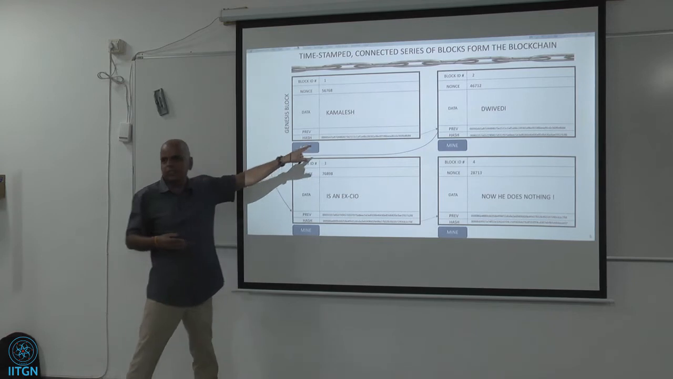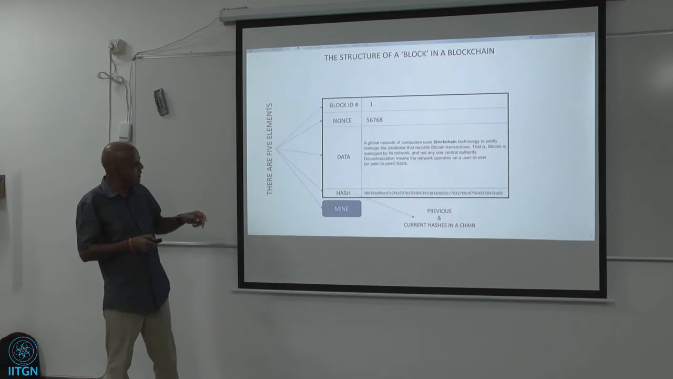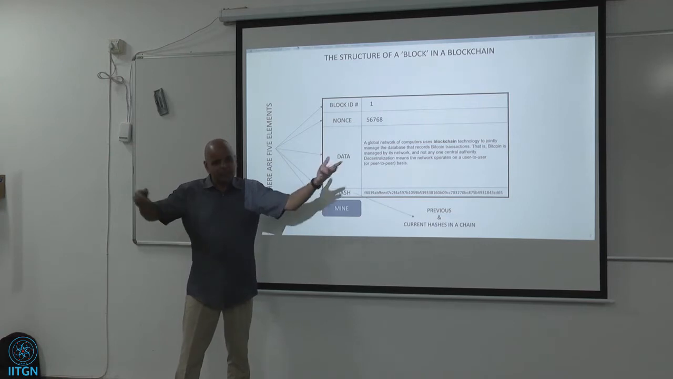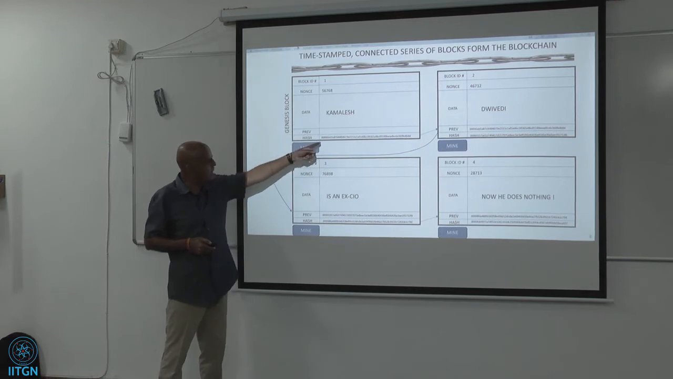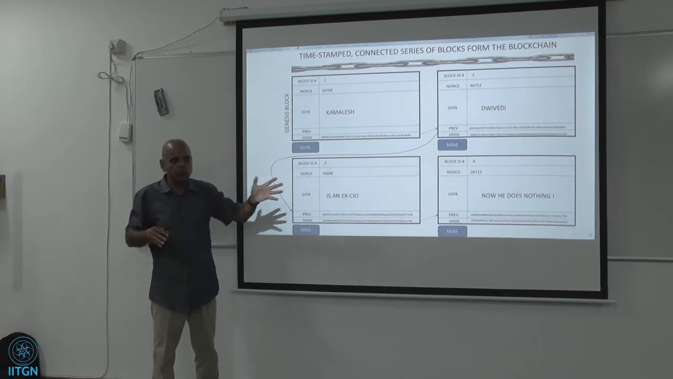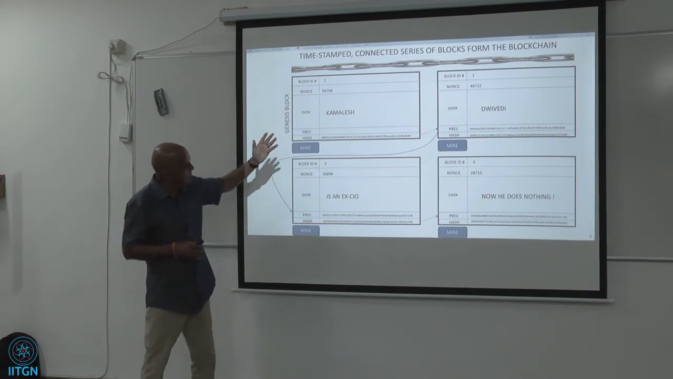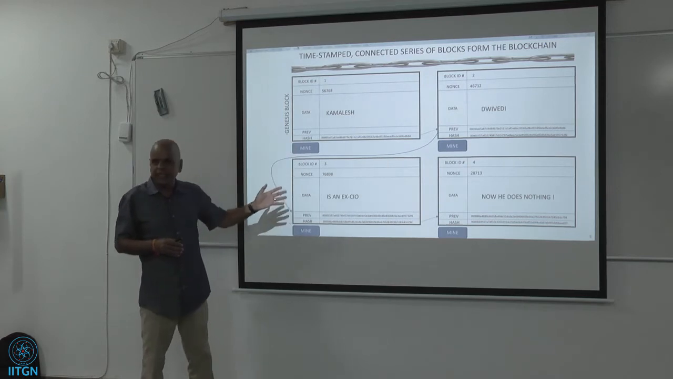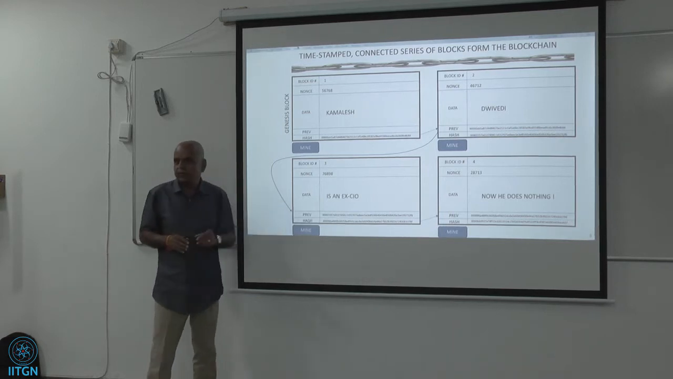And now you will see that these hashes I'm talking about have four leading zeros, which I did not show earlier. I just hashed it, and that's the hash that comes. So when you use my name in uppercase, you will not get zeros. You will get non-zero hashes, basically. You won't get four leading zeros. So if you look at block 2, block 3, block 4, Kamalesh Dwivedi is an ex-CIO. Now he does nothing. All the hashes are different.